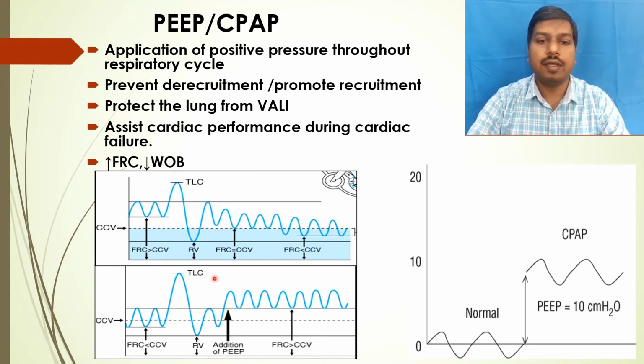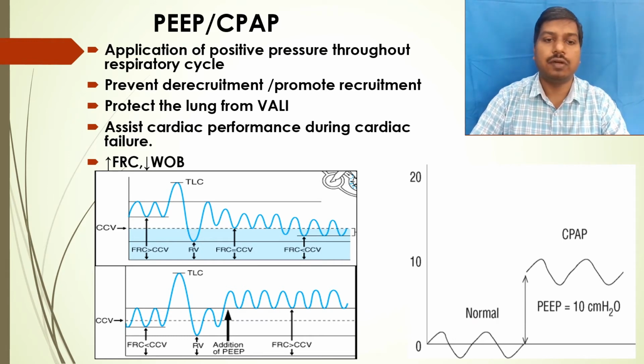As you can see here, when functional residual capacity is coming down, there is a chance of collapse of the alveoli as FRC reaches the closing capacity. But if we apply PEEP, the FRC will be increased and will be far away from the closing capacity, so that the chance of atelectasis or collapse of the alveoli will not be there. CPAP is continuous application of positive pressure in a spontaneously breathing patient. The patient will be breathing at that higher pressure. So it will prevent the collapse of the alveoli also and will reduce the work of breathing.